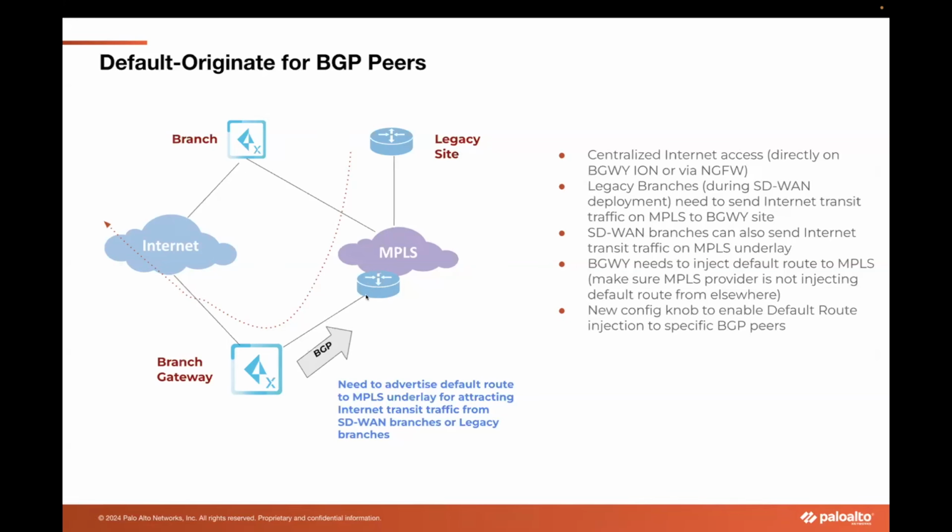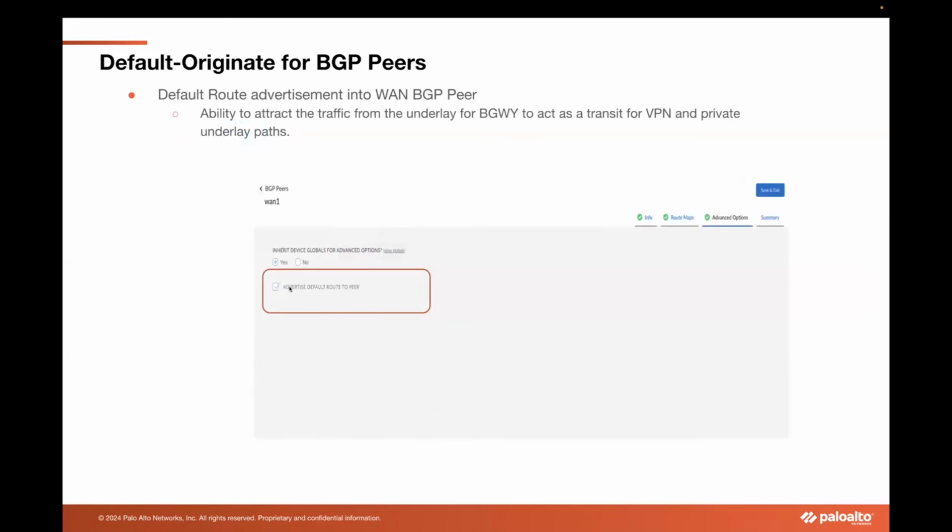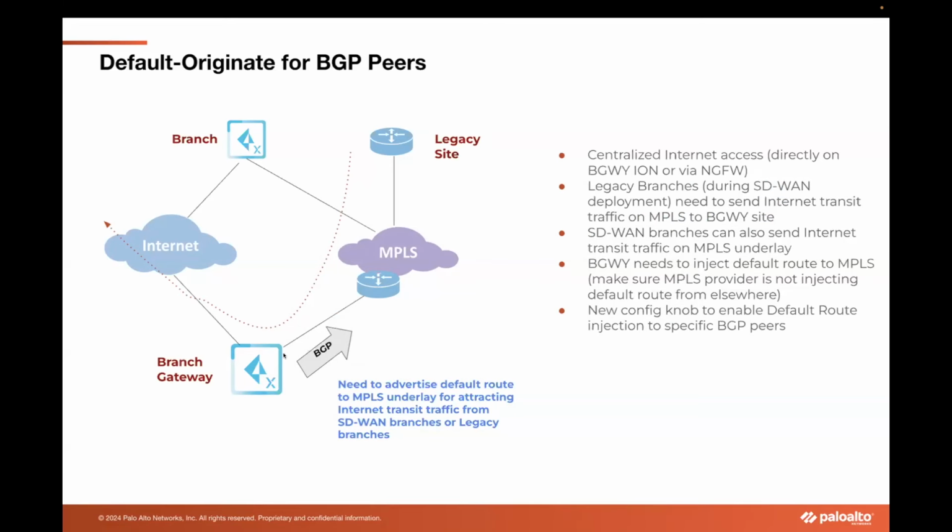We didn't have this functionality prior to this, but now we have introduced this knob here. On a per peer basis, you can say that, hey, on this peer, advertise a default route. So the use case would be that when you do BGP peering towards the MPLS router, you can enable the knob so that you can send a default route and attract internet bound traffic from legacy sites into the branch gateway.